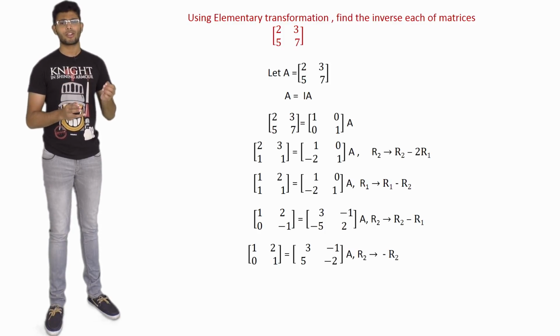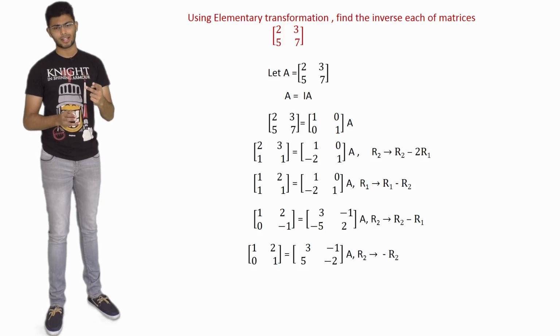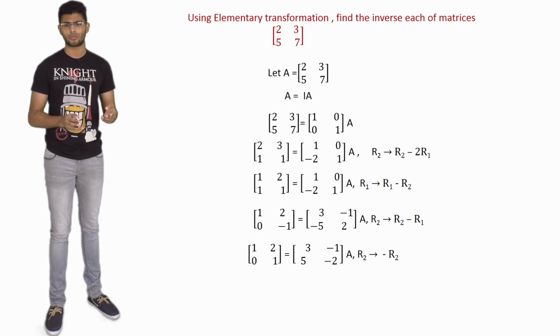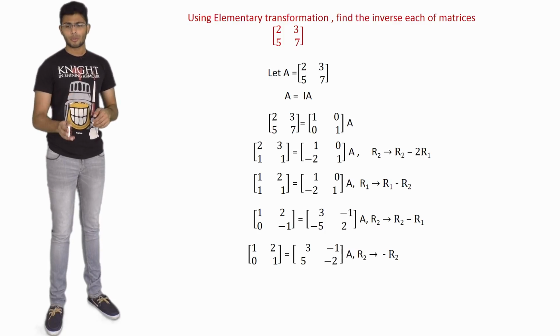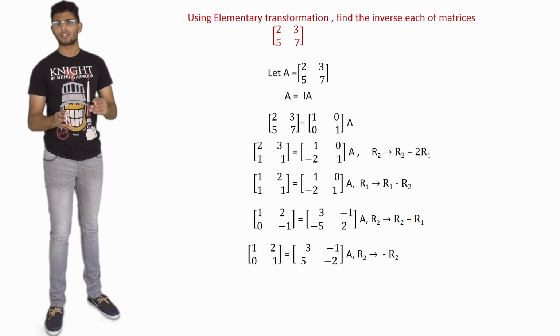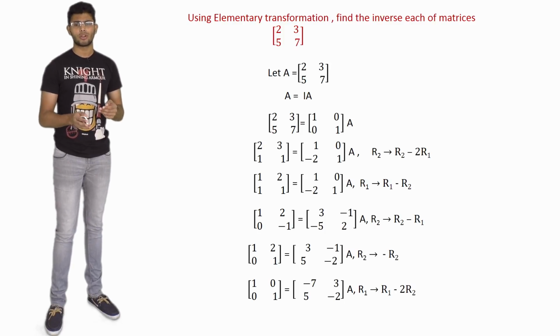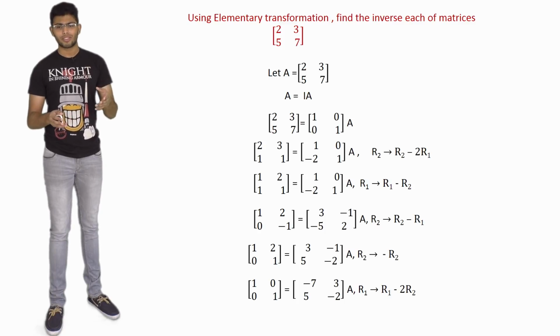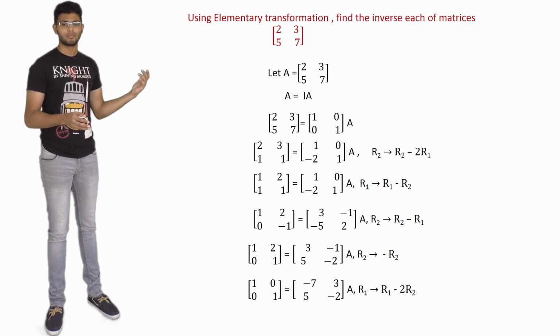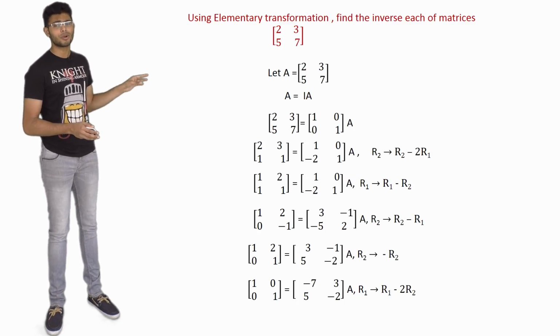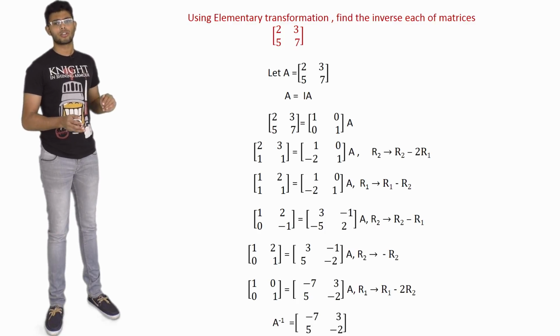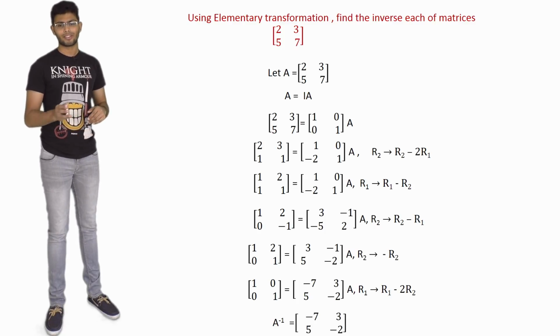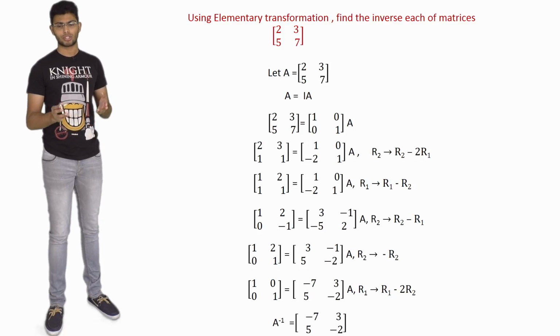So once you've done that, you're going to have 1 for the first element, 2 for the second element, 0 for the third element, and 1 for the fourth element. So obviously the only thing we have to do now is make the second element into a 0. To do that, we're going to do R1 is equal to R1 minus 2R2. So once you've done that, you're going to have 1, 0 and 0, 1. And this is going to be equal to your inverse matrix. So your inverse matrix is going to be minus 7 and 3 and 5 and minus 2. So that's going to be your answer.